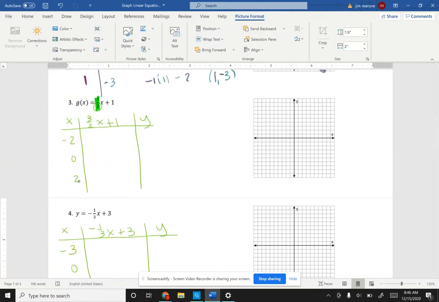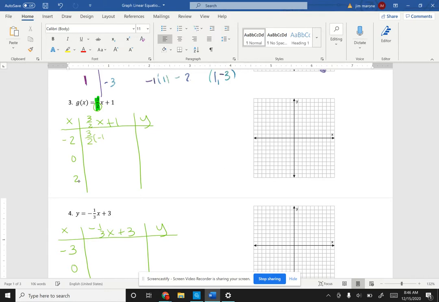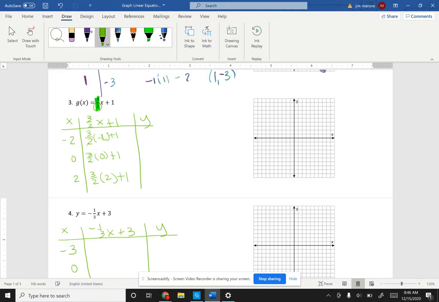So when I substitute it in, I get 3 halves times -2 plus 1, 3 halves times 0 plus 1, and 3 halves times 2 plus 1. When we do that, the 2's cancel here, and you're left with the negative and 3. So -3 plus 1 is -2. For here, that goes away, and you get 1. The 2's cancel, 3 plus 1 is 4. So we have 3 ordered pairs: -2 and -2, 0 and 1, and 2 and 4.